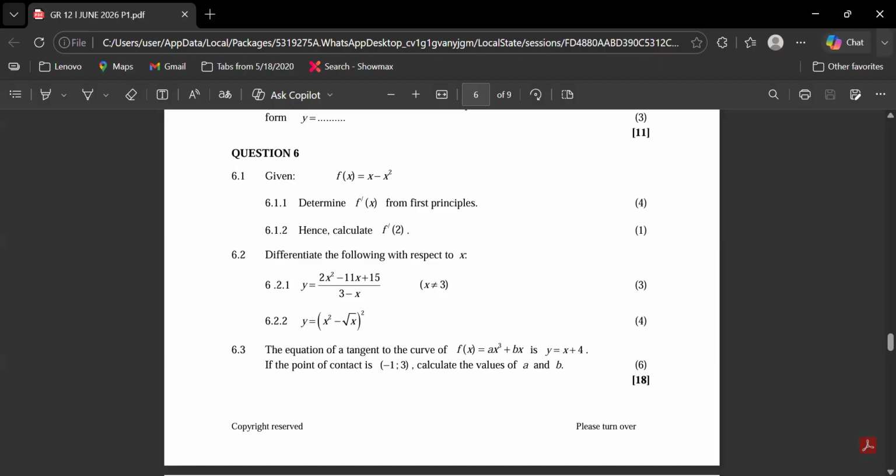It's 6.2.1. 6.2.1 says y is equivalent to 2x squared minus 11x plus 15, all over 3 minus x, where x cannot be equivalent to 3.